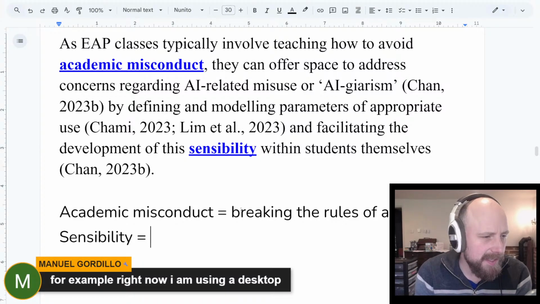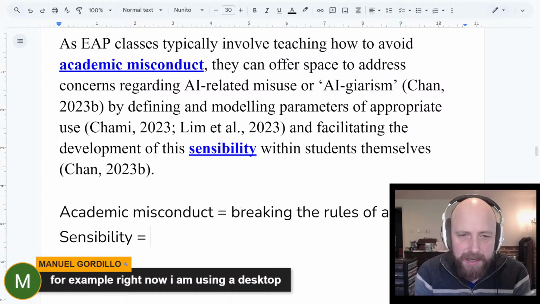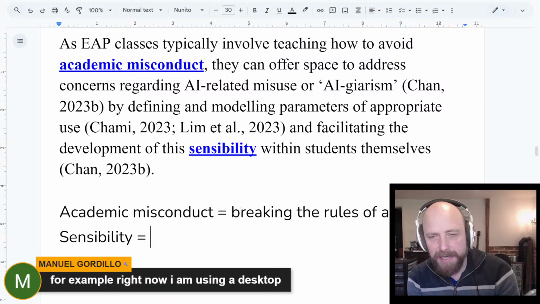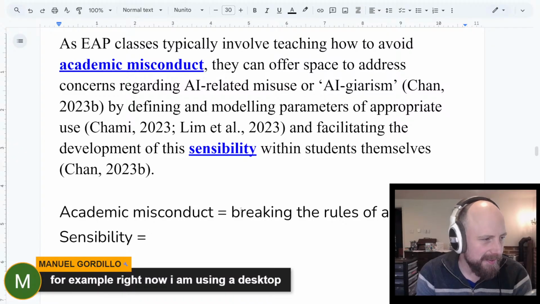What about sensibility here? Sleepwalker's gone for nuances. Is that right, Sleepwalker? Look at the sentence again. Facilitating the development of this sensibility within students themselves. Sensibility. What sensibility? The sensibility of addressing concerns regarding AI-related misconduct. So it's a sensibility related to AI-related misuse. What could that mean? Wisdom. That's pretty good, Zoya. We're getting close to something there.